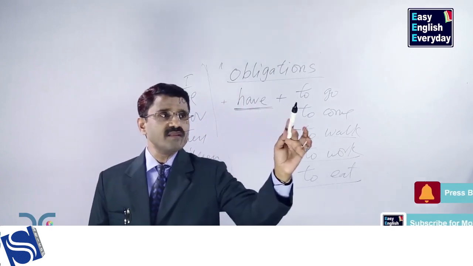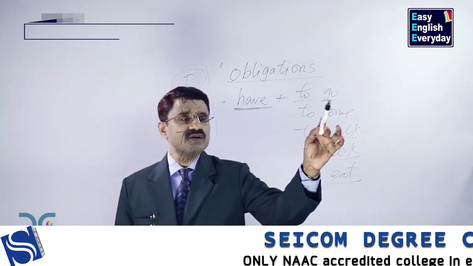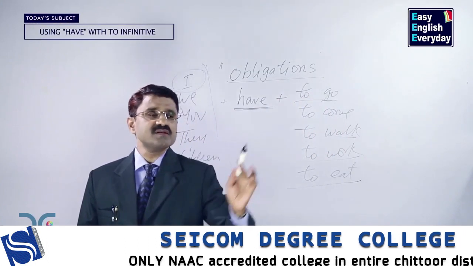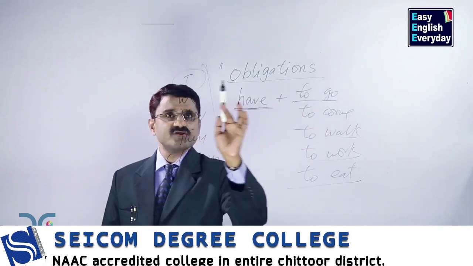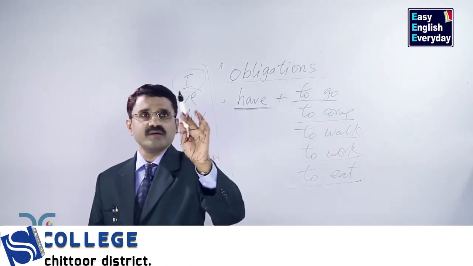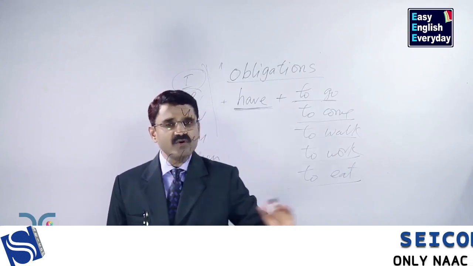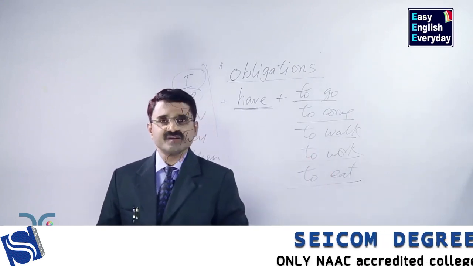I have to go meaning this is the obligation for this person to do this action. To put it in simple words, this action is compulsory to be done by this person. This is the compulsory action to be done by this person. So when you use this in the flow of the sentences, it will be like this.